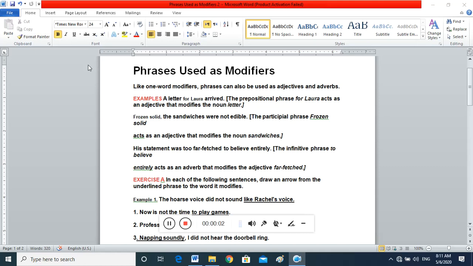Hi guys, now we are going to deal with phrases used as modifiers. What is a phrase? A phrase is a group of words which don't have a subject or a verb. We can see a noun phrase, a prepositional phrase, participle phrase, infinitive phrase, and so on. They are used as one word, either an adjective or an adverb.